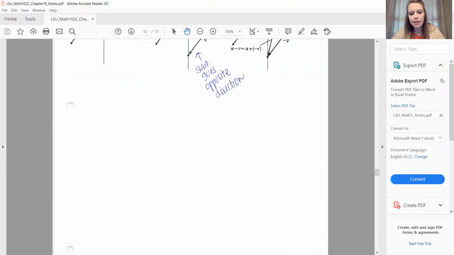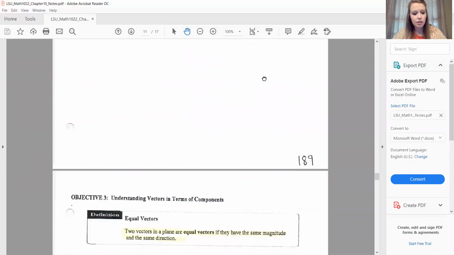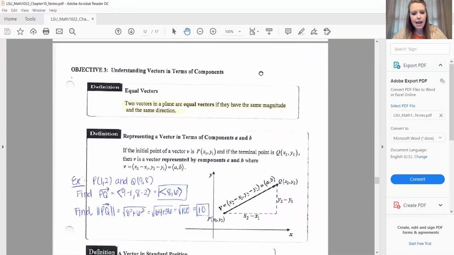And towards the end of the lesson, I actually have some of these examples written out, but I'm just going to go through the notes first. Okay.